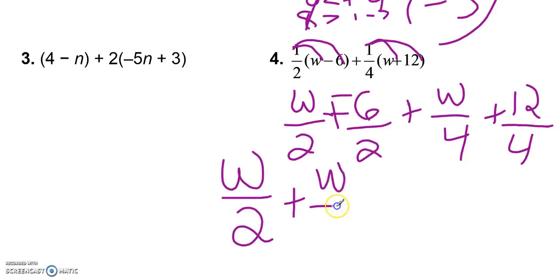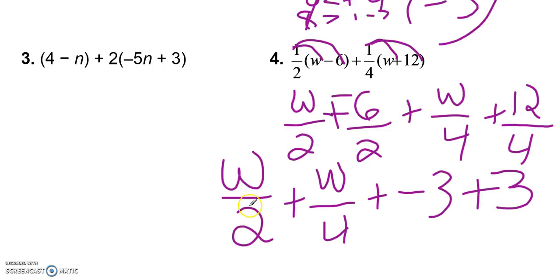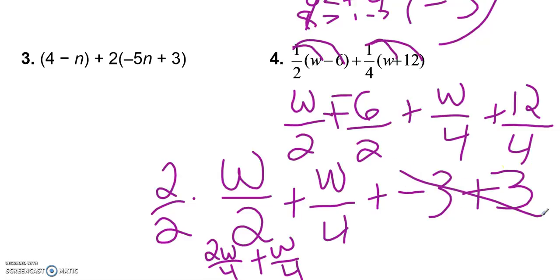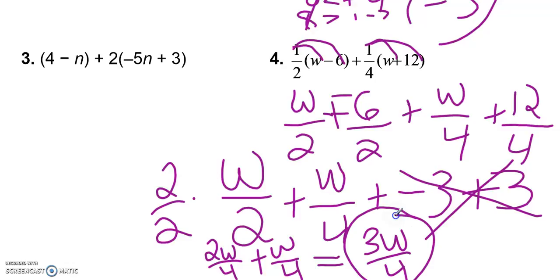in order. These I'm going to want to add together, and then plus, I'm going to simplify that, that's negative 3 plus 3. So I'm going to have to make the denominators the same here, and I'm going to multiply this one by 2 over 2 to give me a denominator of 4. So then that is 2w over 4 plus w over 4. These two things cancel out. So this equals 3w over 4. And that's our answer.